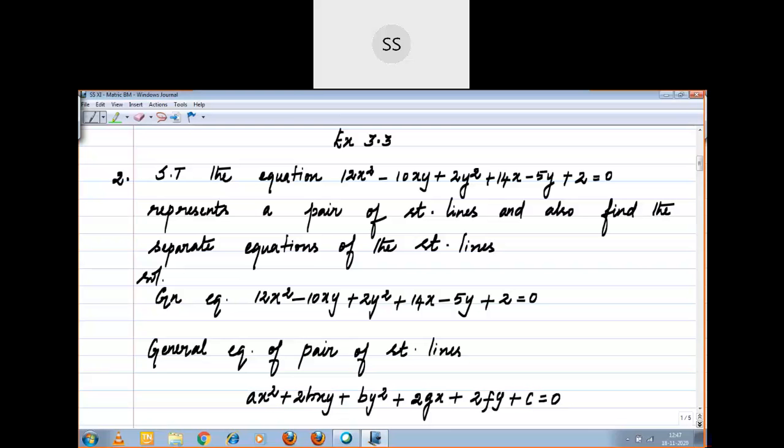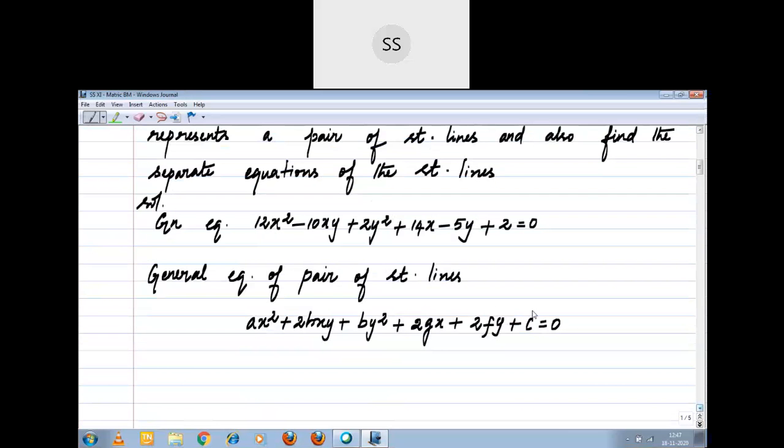Now you are going to compare the given equation to the general one. Represent the given equation as 1 and the general as 2. Compare 1 and 2. How to compare? You have to match the coefficient of x², coefficient of xy, coefficient of y², coefficient of x, coefficient of y, and the constant. The given equation you are going to compare with the general.